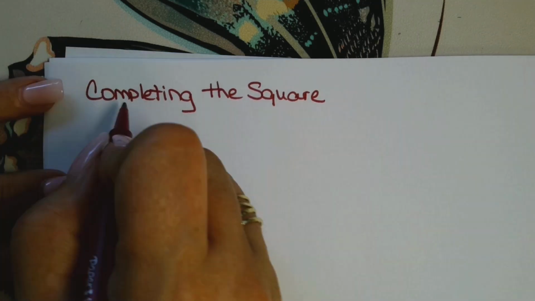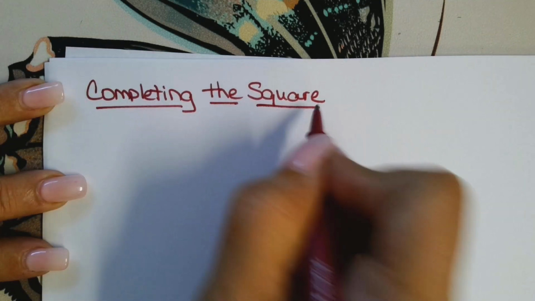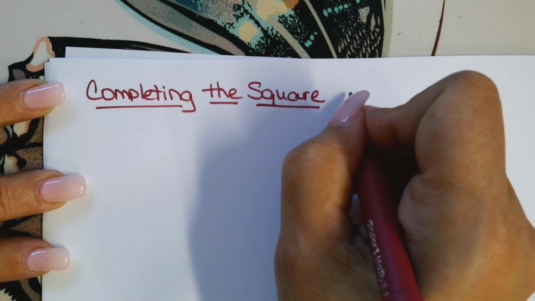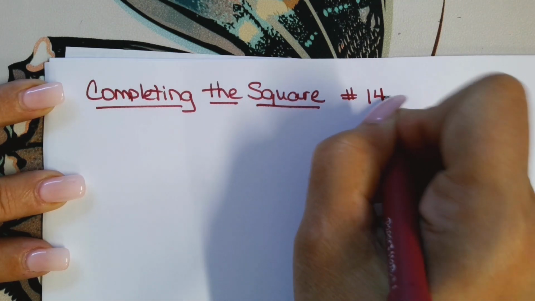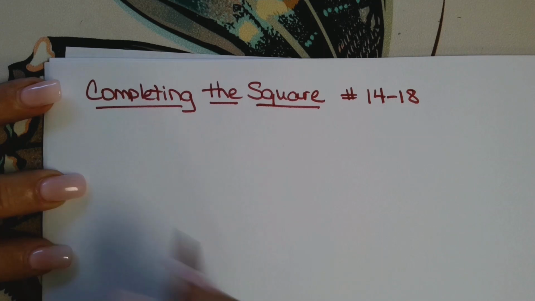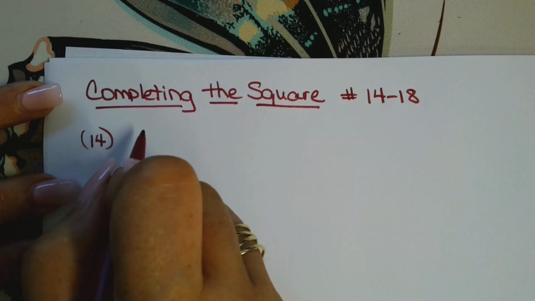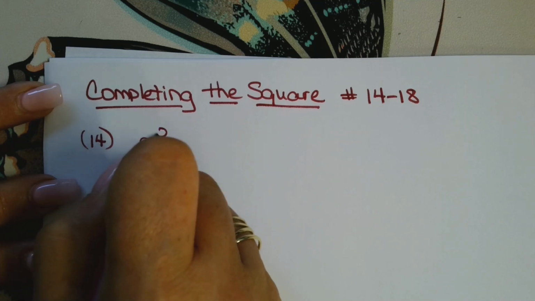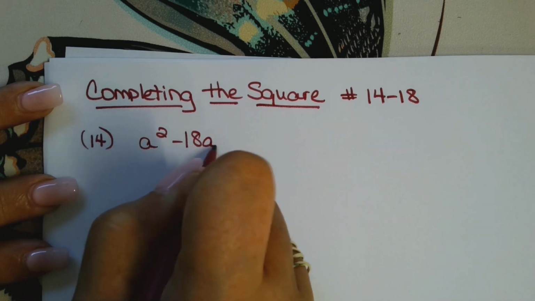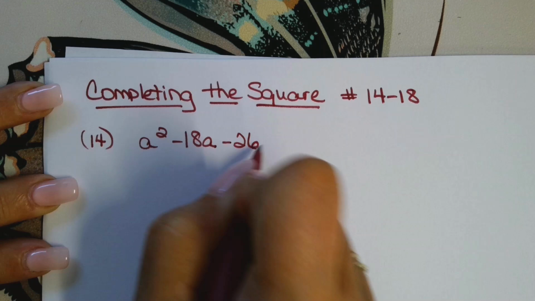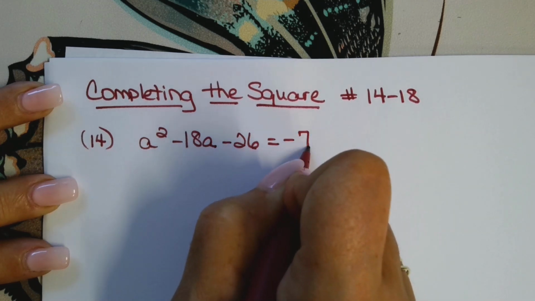Okay guys, we're back. Now we're going to do completing the square, and that covers numbers 14 through 18. So let's go ahead and get started. For 14 we have a squared minus 18a minus 26 equals negative 7.